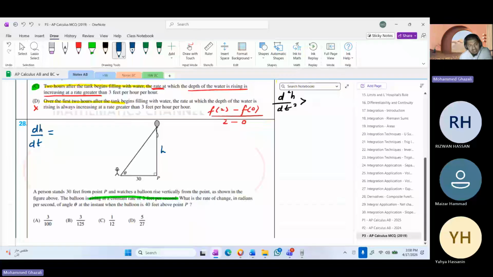So if this is the height, dh/dt is 2 feet per second. That's your rate. What is the rate of change in radians per second of angle theta at the instant when the balloon is 40 feet from the point P? All right, so 40 feet from point P, that's towards the end. First, set up an equation. Don't put 40 there. That's the end part. First, answer the question. What is the rate of change in radians per second?